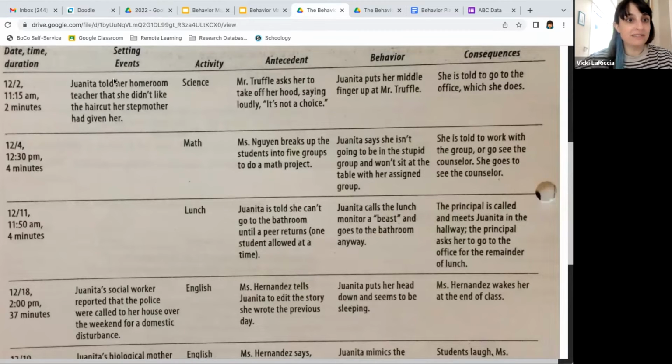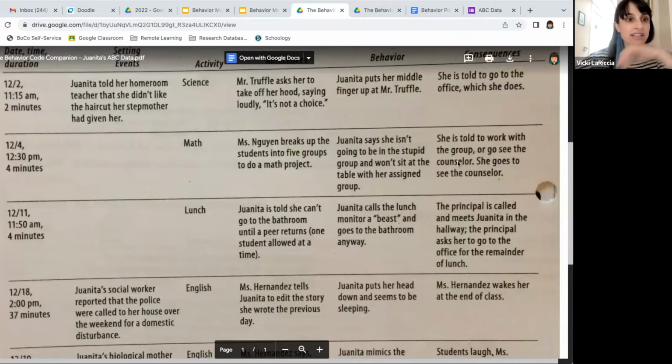Okay, who would like to read the third data point, which happened 7 days later on December 11th? I think there's only 6 on this one too. 6 data points. Okay, Karen.